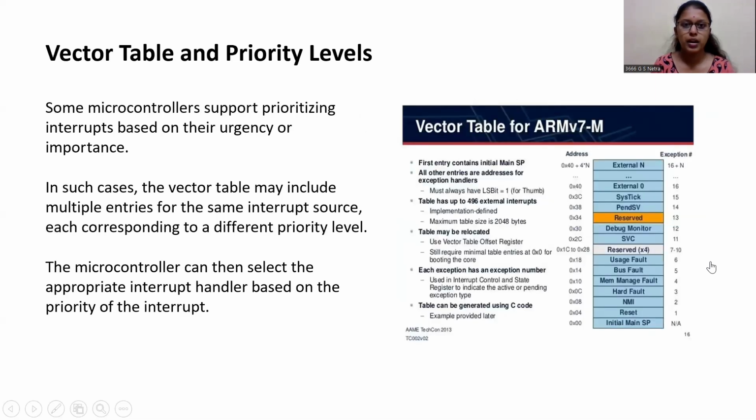Next, vector table and priority levels. Some microcontrollers support prioritizing interrupts based on their urgency or importance. In such cases, the vector table may include multiple entries for the same interrupt source, each corresponding to a different priority level. The microcontroller can then select the appropriate interrupt handler based on the priority of the interrupt.